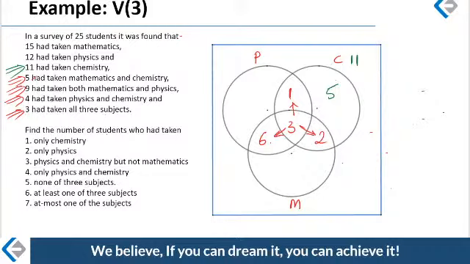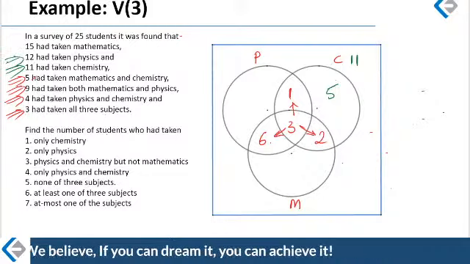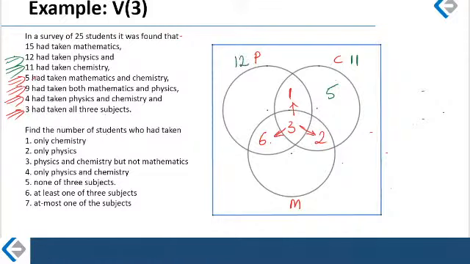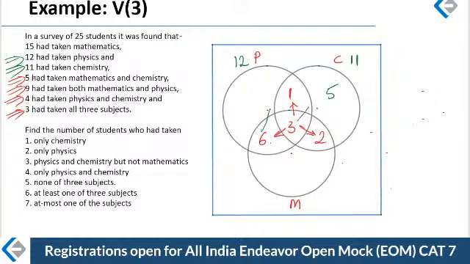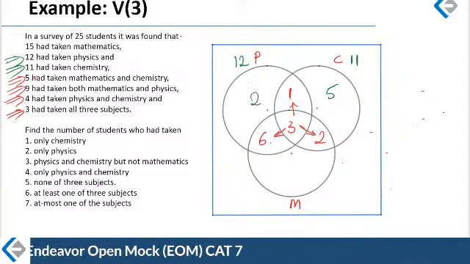Good. Let's go to physics similarly. Physics is 12, and I should write it outside, my friends. Out of this 12, 6 is here, 3 is here and 1 is here. Therefore that is 10. If those values are already 10, what is the remaining value here? It is going to be 2.